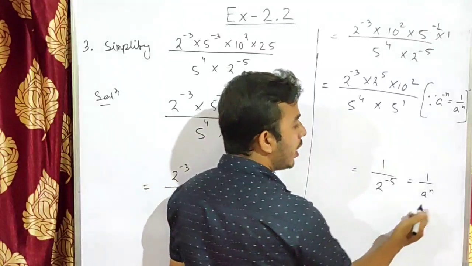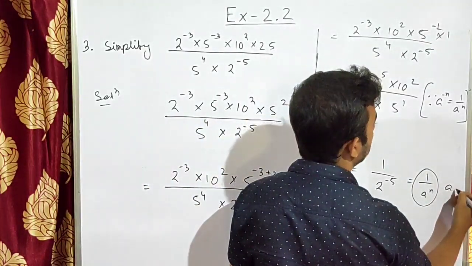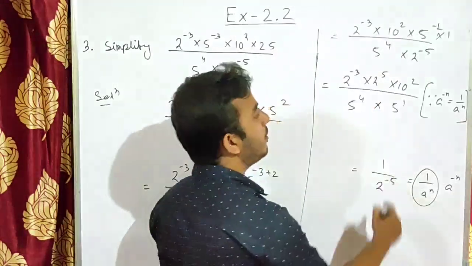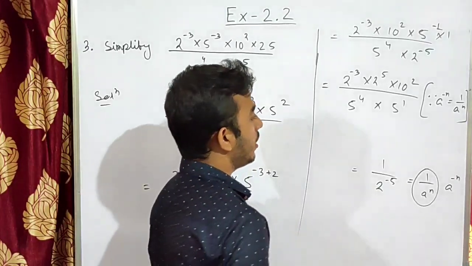Now can we write this form as a to the power minus n? Can we write it? So I have written this one. Clear? Okay.